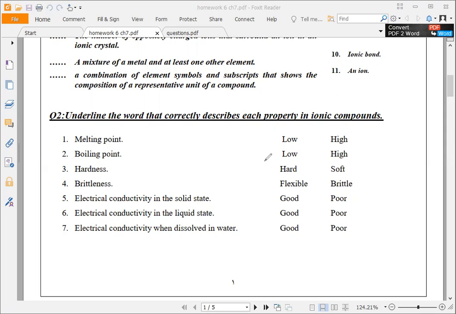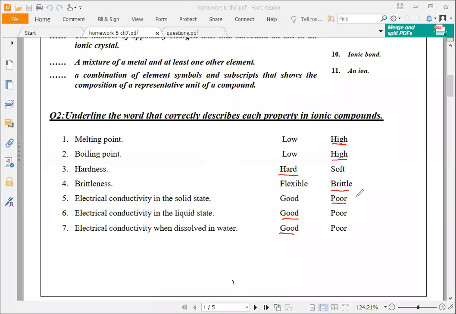1, melting point. High. 2, boiling point. High. 3, hardness. Hard. 4, brittleness. Brittle. 5, electrical conductivity in the solid state. Poor. 6, electrical conductivity in the liquid state. Good. 7, electrical conductivity when dissolved in water. Good. Excellent. Thank you.